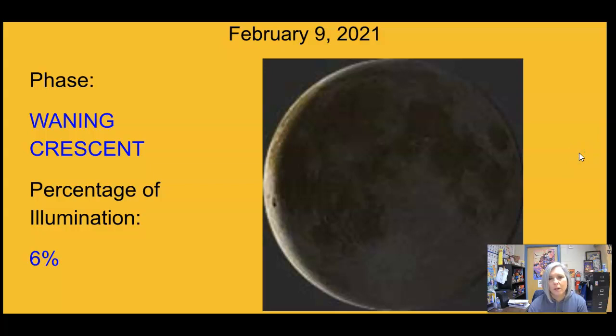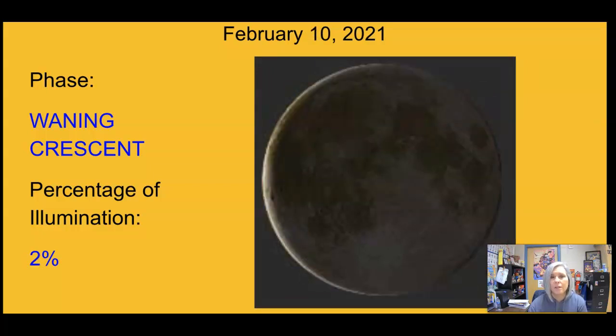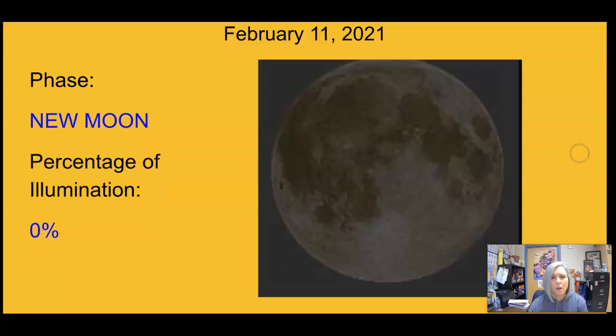So then by Tuesday, we were down to 6%, and then on Wednesday, we were down to 2%. It's a very slow transition on this waning crescent. On Thursday, yesterday, we were at a new moon, so it should not have been visible. And it was really cloudy, so we couldn't see it anyway, but we were at the new moon phase.